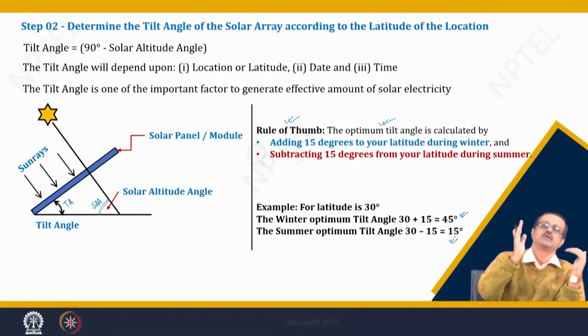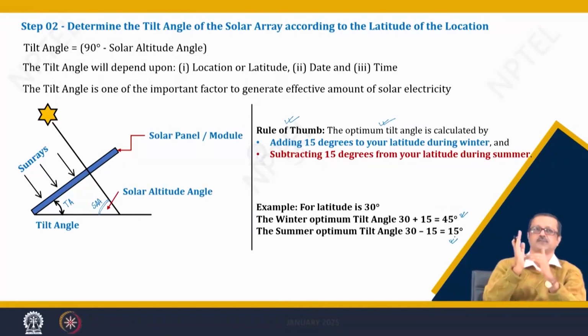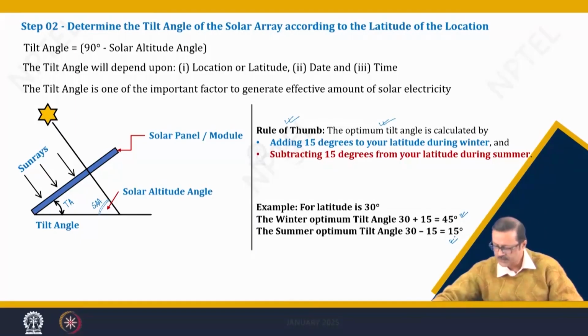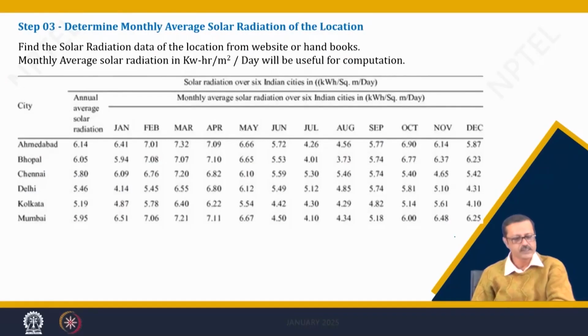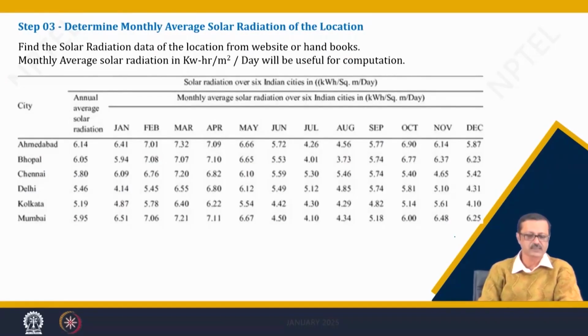You require a high amount of tilt angle to make it perfectly perpendicular. So, this can be used as a thumb rule. And the third step is to determine the monthly average solar radiation data; you need to generate it, or get it from some website or some kind of data book.